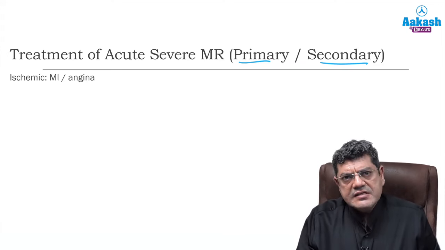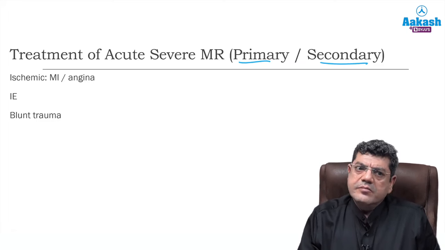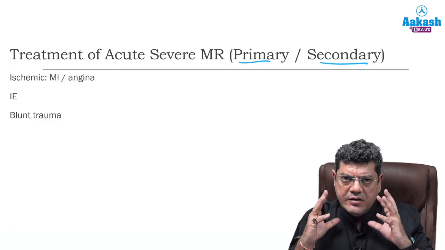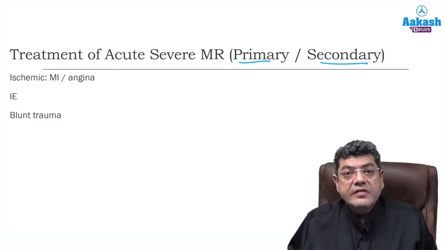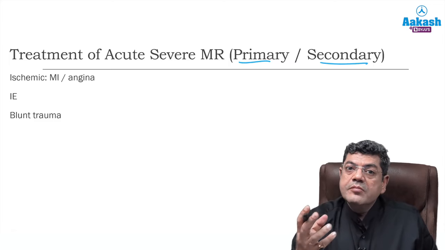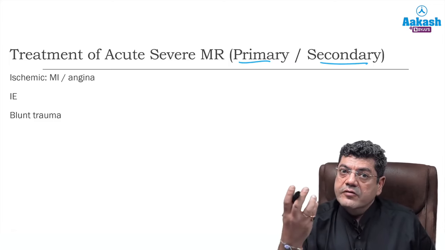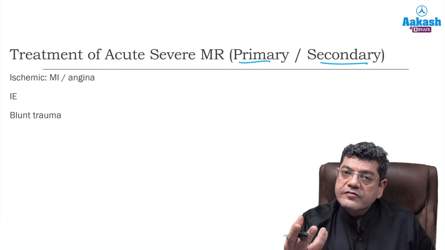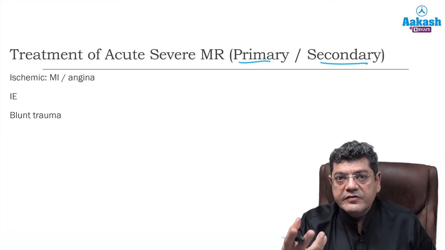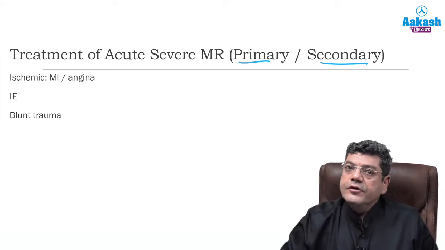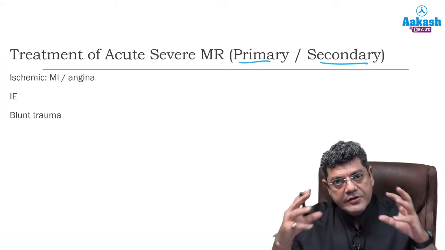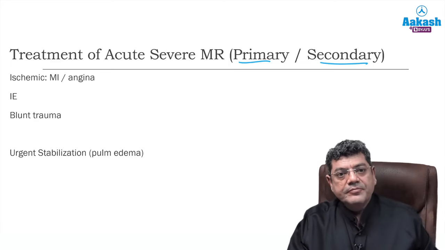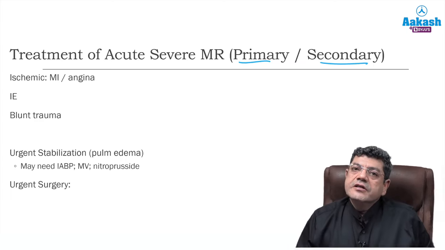So, the causes we discussed are ischemic, infective endocarditis and blunt chest trauma. Now, you will urgently stabilize the patient, which means correct their pulmonary edema. You might need to give them an intra-aortic balloon pump if their LV is very poorly compromised. You might need to give nitroprusside to reduce afterload and further help the function of the left ventricle. You might even need to ventilate your patient, right? And while you do an urgent stabilization, you prepare for an urgent surgery. Okay, that's how you treat acute severe MR.